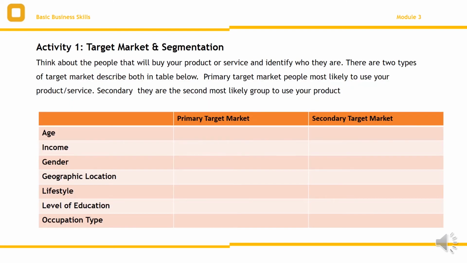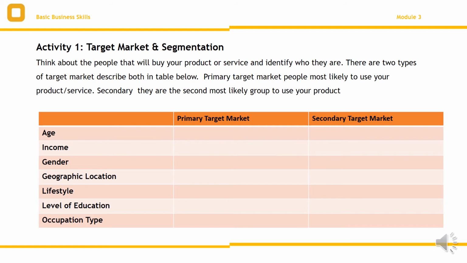Now that we've looked at what is a target market and what is market segmentation, let's try and practice and apply what we've discussed. So, think about your business, think about your products and services, and then identify who are the people that would mostly buy your product or service. There are two types of target markets that we're going to look at in the table below. We're going to firstly look at who is your primary target market. These are the people that are the most likely to buy your product or service. Then look at your secondary target market. This is the second most likely group of people to use or buy your product.